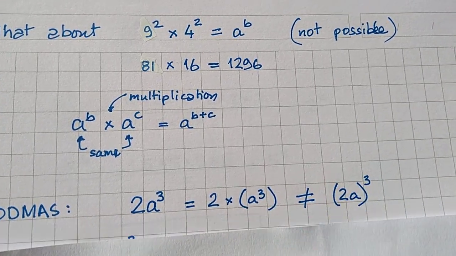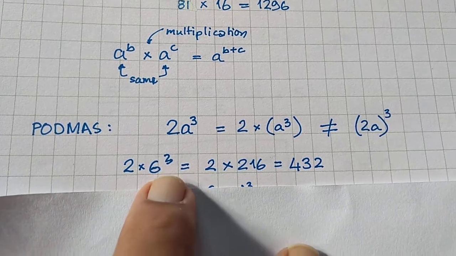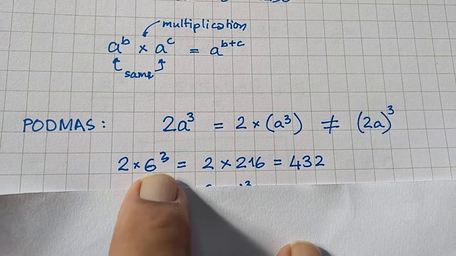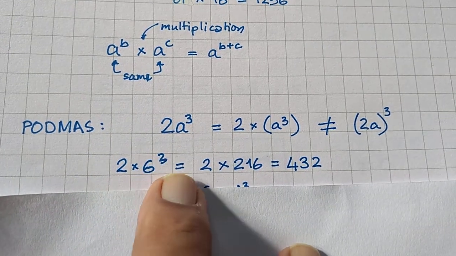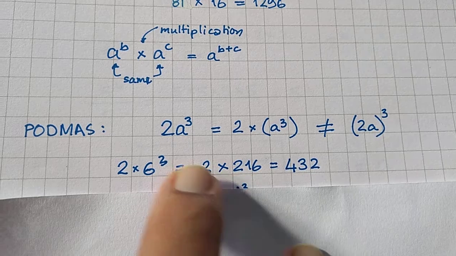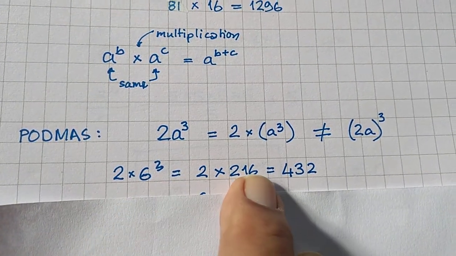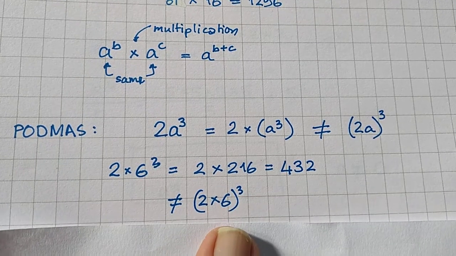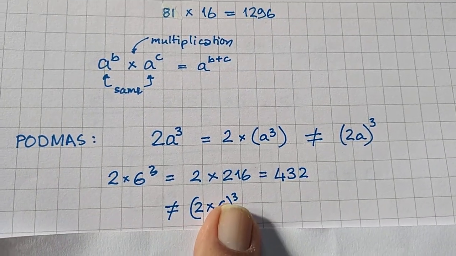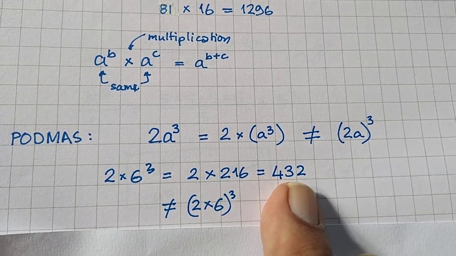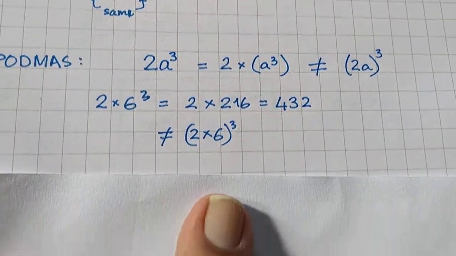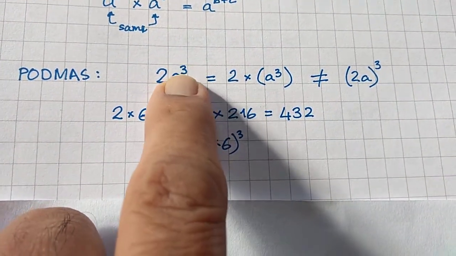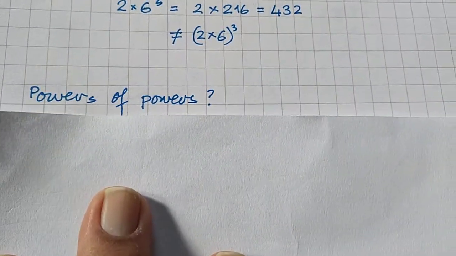For example, we'll take 2 into a to the power 3. If a is 6, 2 into 6 to the power 3 is 2 into 216. 216 is 6 into 6 into 6, which gives us 432. This is not equal to 2 into 6, the whole thing to the power 3, which is 12 to the power 3. 12 to the power 3 is not 432. So always remember, when you have this, first you do the power, then you do the multiplication.